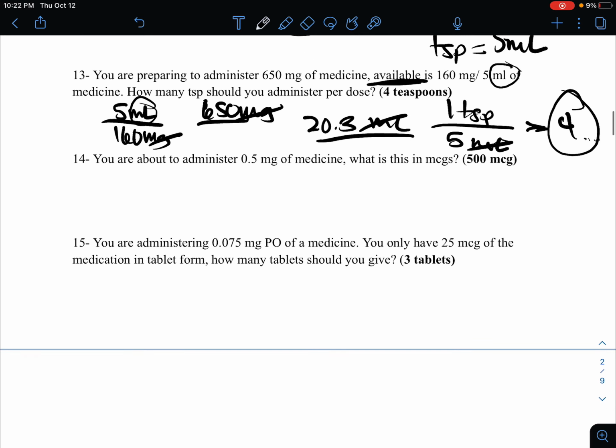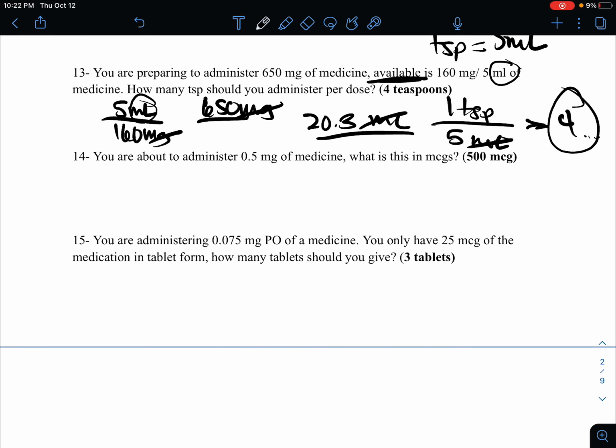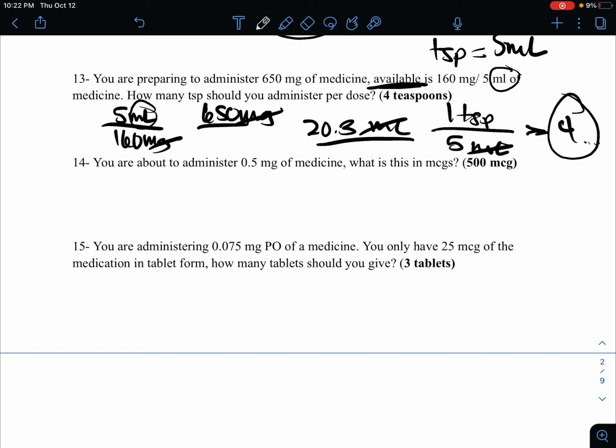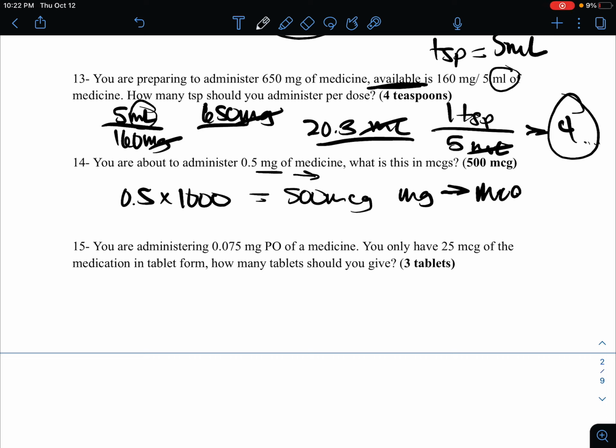4 teaspoons. Okay. You are about to administer 0.5 milligrams of medicine. What is this in mcg? So micrograms. When you're converting from milligrams to micrograms, the number gets bigger, so the conversion is always times 1,000. So 0.5 times 1,000 equals 500 mcg. Milligrams to micrograms is always times 1,000. Micrograms to milligrams is divided by 1,000.